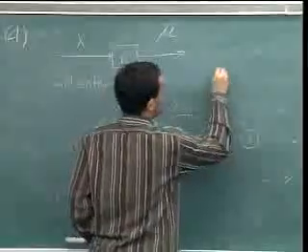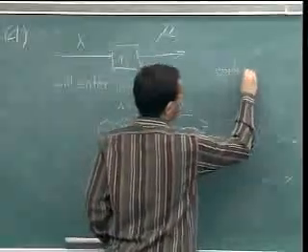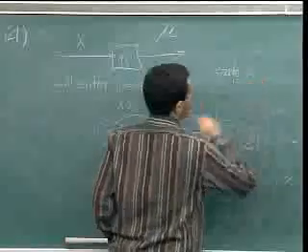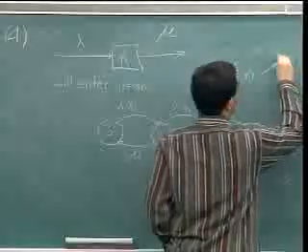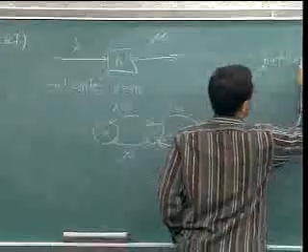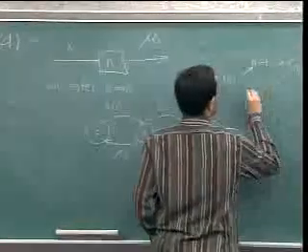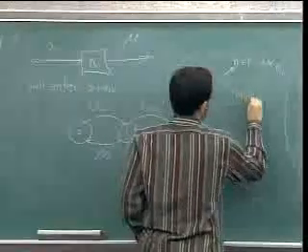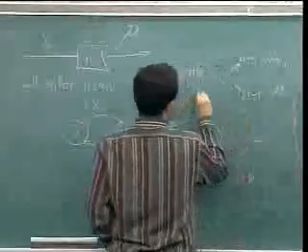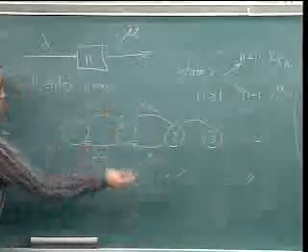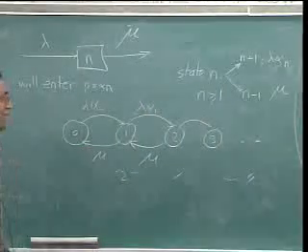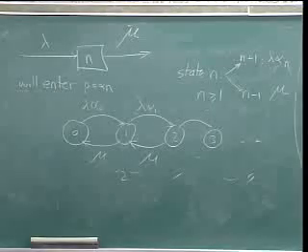So when we are at state n, we either go to n plus 1 with rate lambda alpha n, or we go to n minus 1 with rate mu when n is greater than or equal to 1. And when you're in 0, you can obviously just go up. You cannot go negative. Is it clear? Yeah.